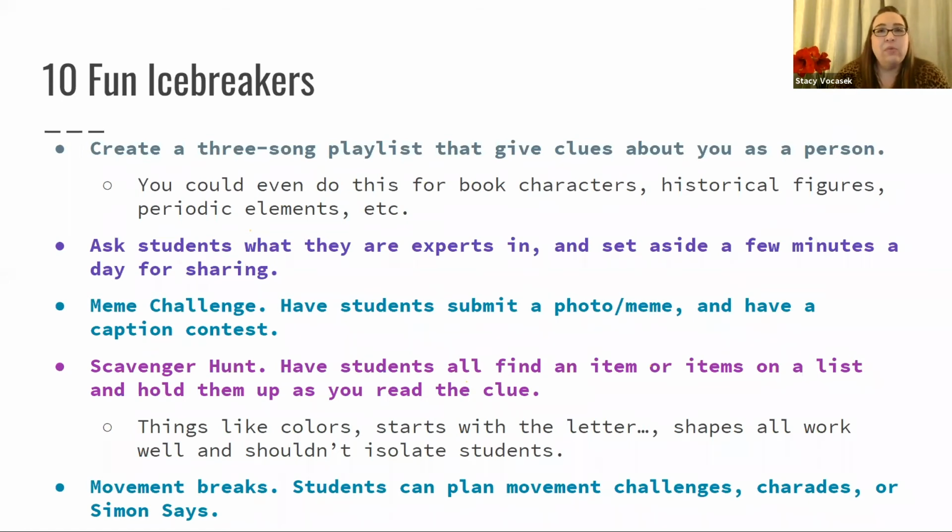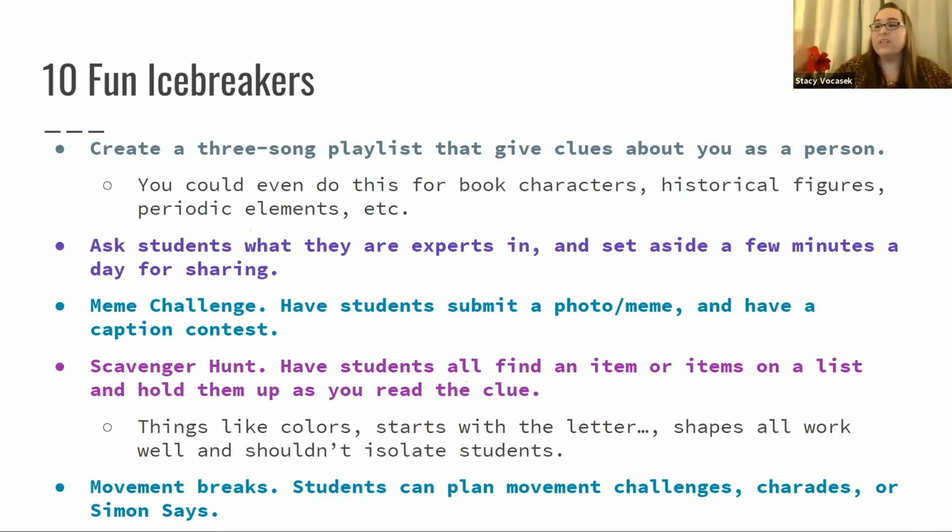And I don't think we do it a lot intentionally. I think unintentionally it happens more than I think we want to realize or recognize. And then the last icebreaker could be a movement break, so students can plan that. So, you could call, we're going to have a movement break.